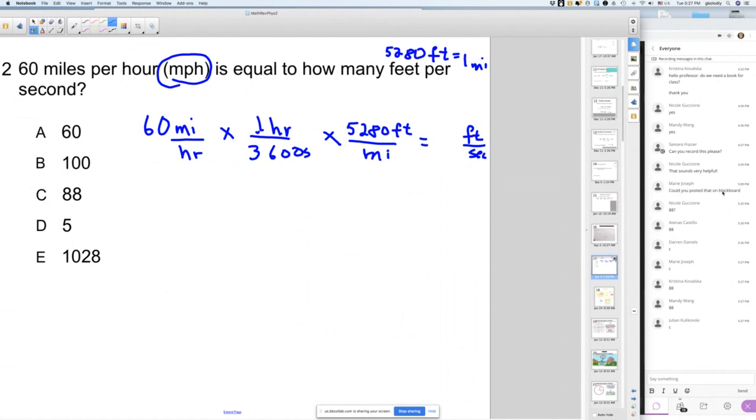Marie, what did you say? Could you post that on Blackboard? What were you talking about? Hi, Professor. Sorry, I was asking about the list of metric units that you have. Oh, that one? Yes. I think it is there already. Okay, I'll look for it.